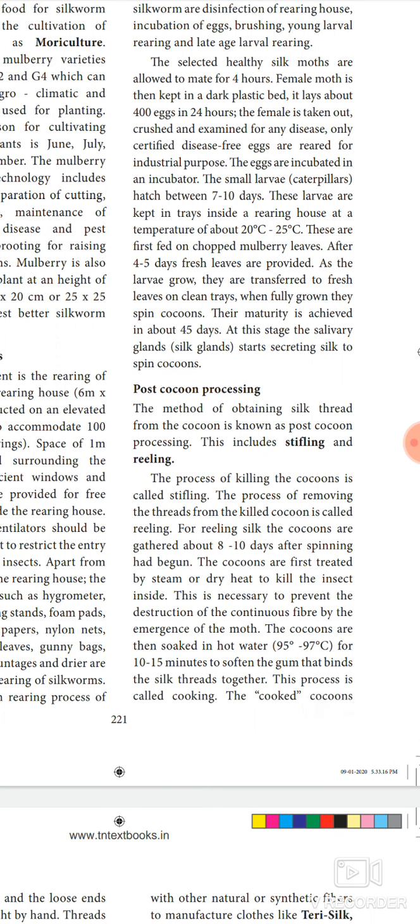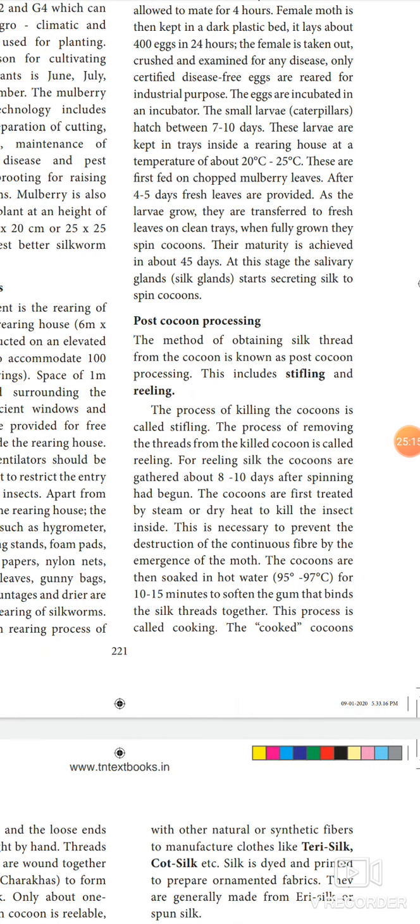Okay, next stage is post cocoon processing. The method of obtaining silk thread from the cocoon is known as post cocoon processing. This includes stifling and reeling.